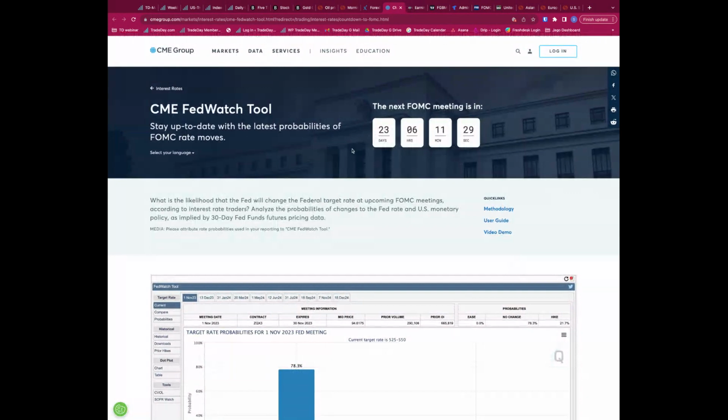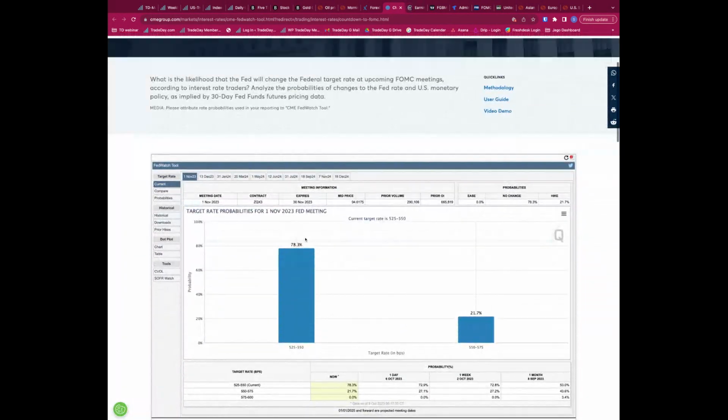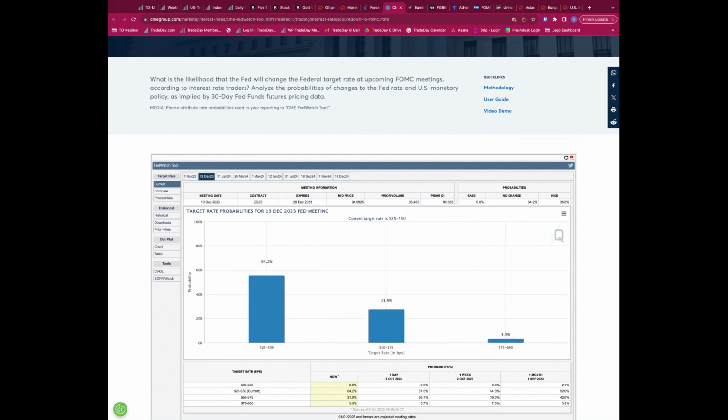Just a quick nod to the Fed Watch tool. This has not really been changing. In fact, this has actually crept up slightly in here. Chances of unchanged for the November meeting have been oscillating between 75 and 80. So the market doesn't believe we're going to get an early rate cut. If we do get another rate hike, the market is pricing it in more going out to the last meeting of the year on the 13th of December.